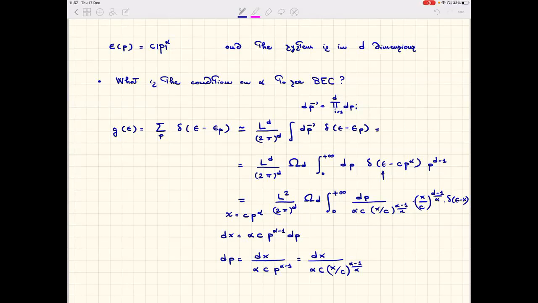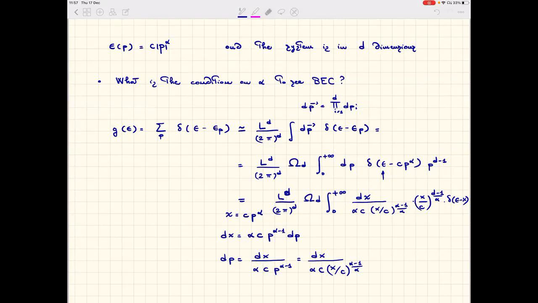Is it L to the d or L squared? L to the power d, not L squared. Where? In the last line, this is the x, of course. And in the beginning, it's L to the power d, absolutely.